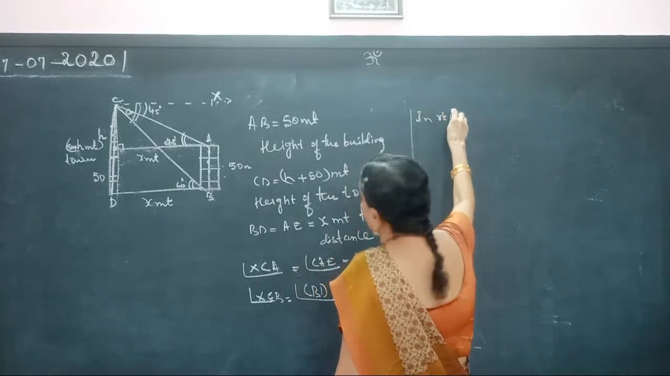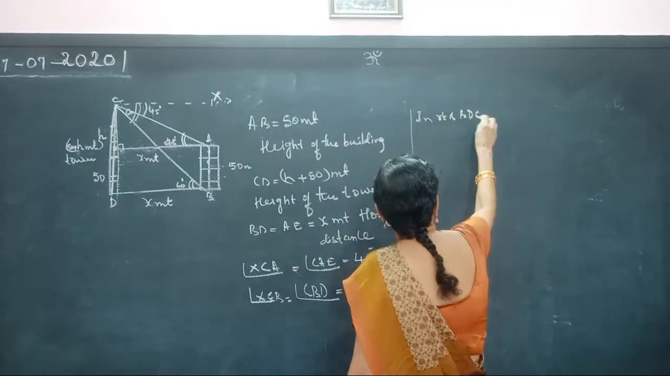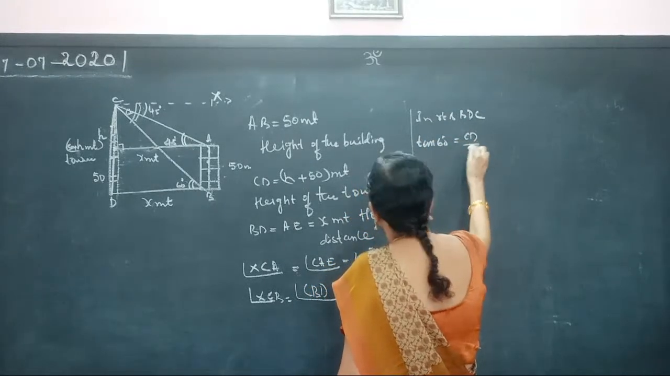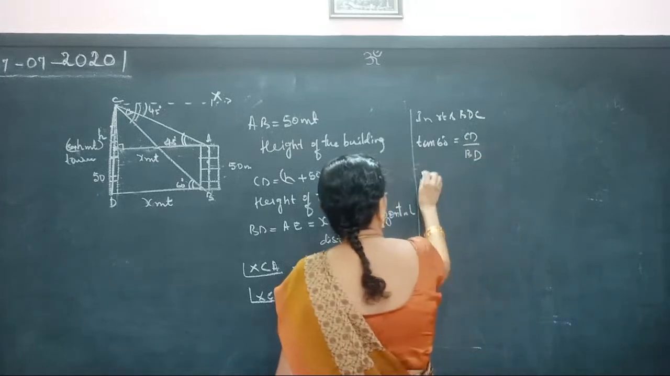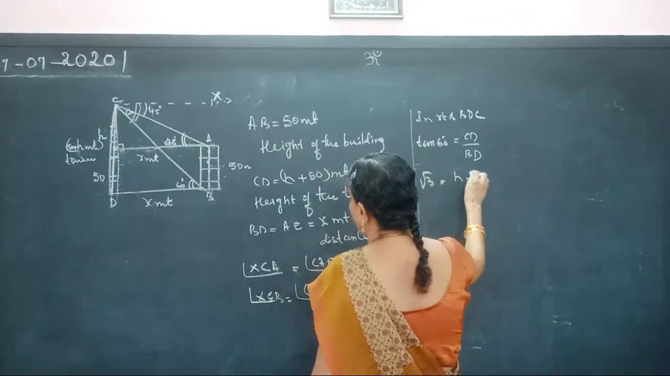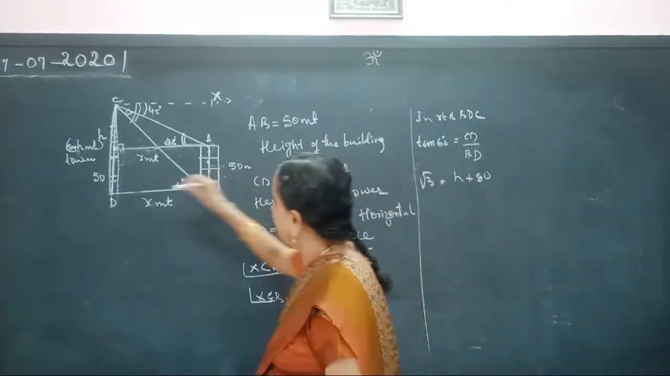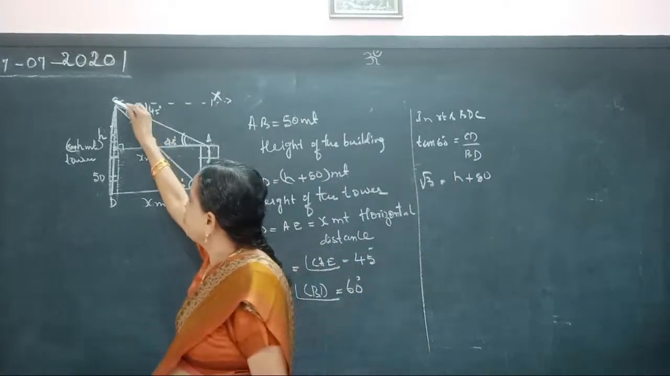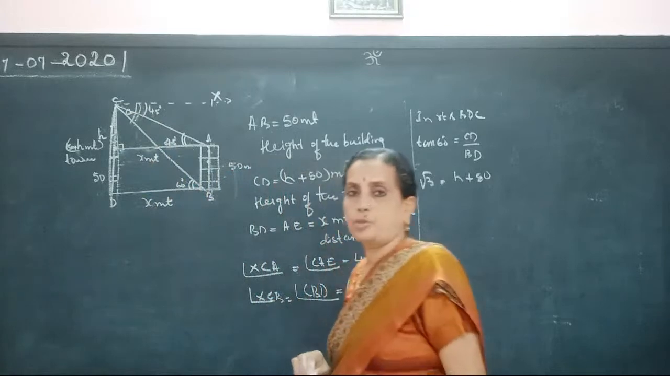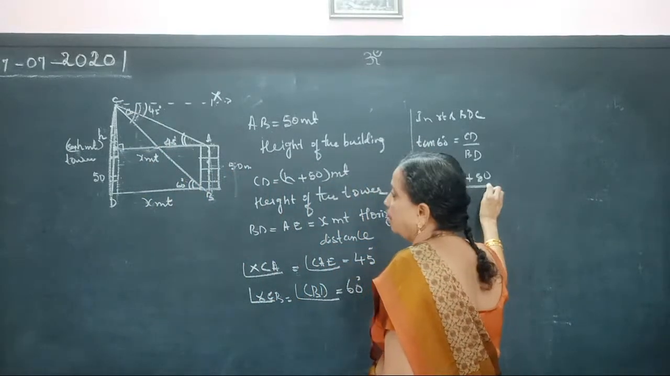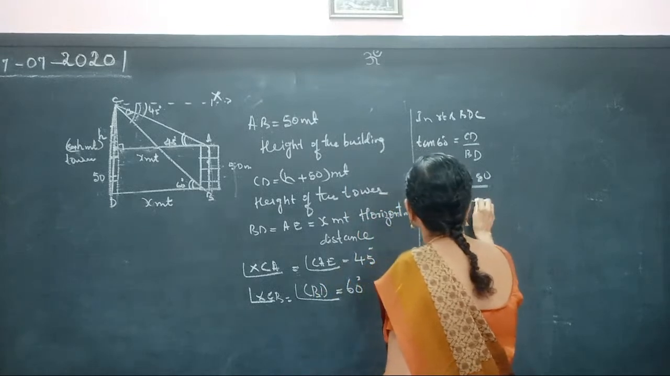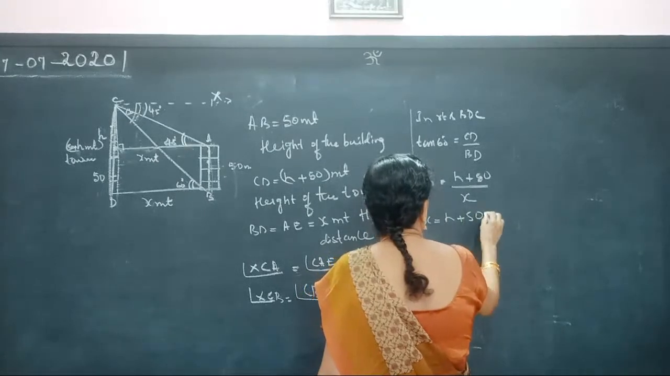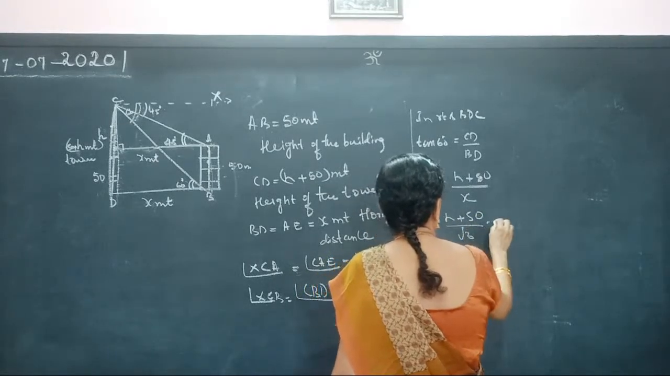In right triangle BDC, tan 60 degree equals opposite side by adjacent side. Root 3 equals h plus 50. H is from C to E, 50 because the opposite side is 50. So CD we consider as h plus 50, by the denominator x. That is, x equals h plus 50 by root 3. This is result 1.